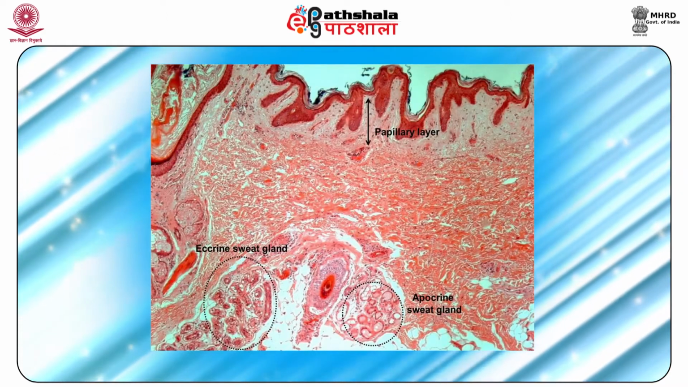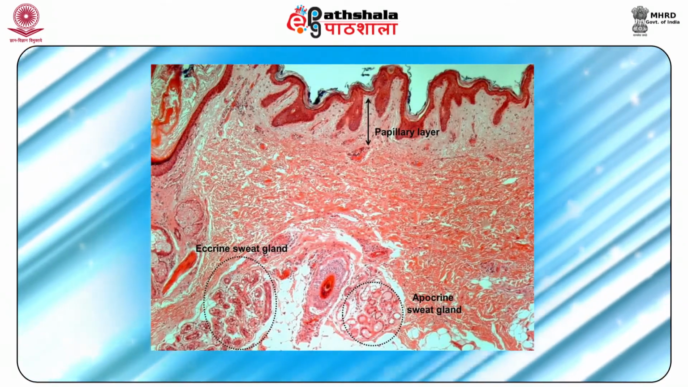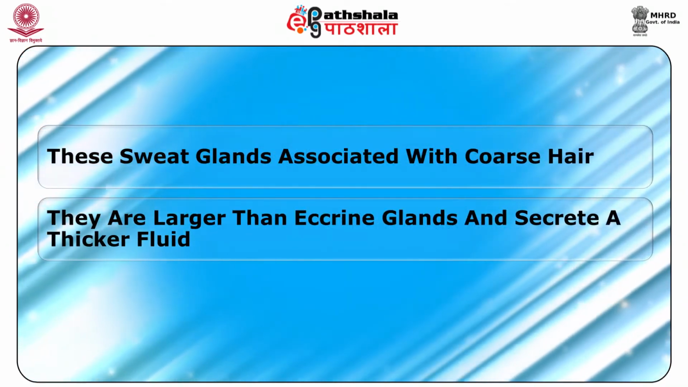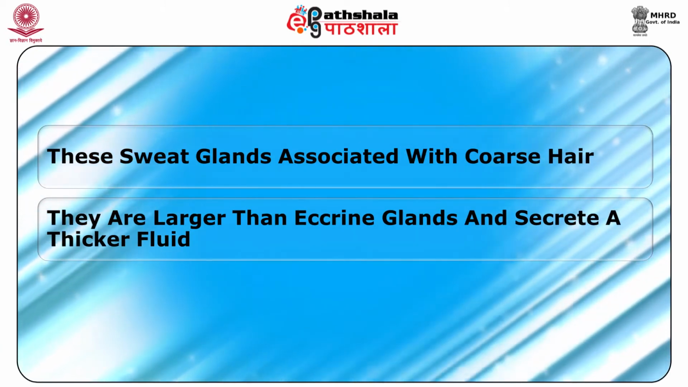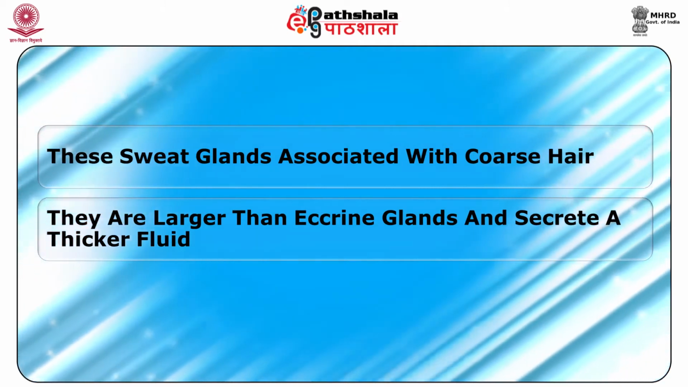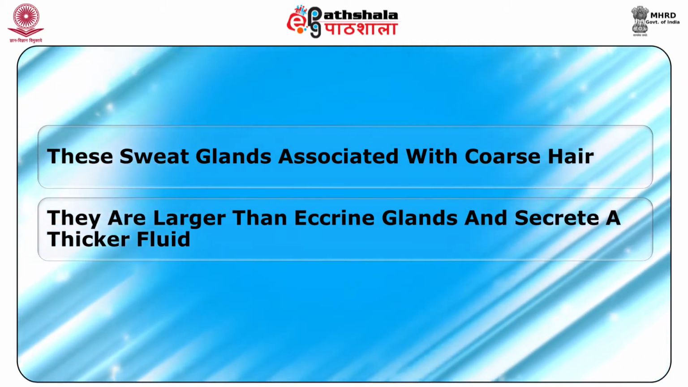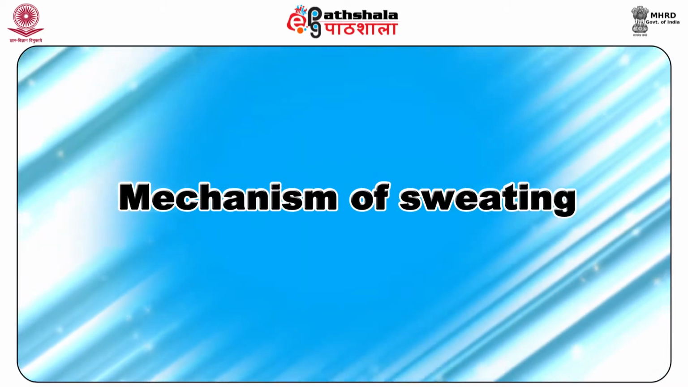The other sudoriferous gland present in the skin is the apocrine gland. These sweat glands are associated with the coarse hair of the armpit and pubic area. They are larger than eccrine glands and secrete a thicker fluid. Now let us study the mechanism of sweating.